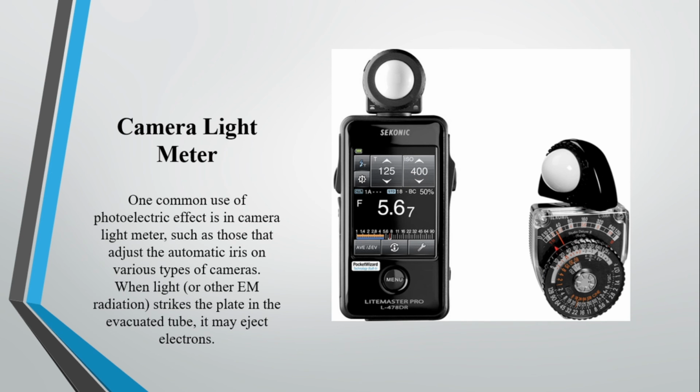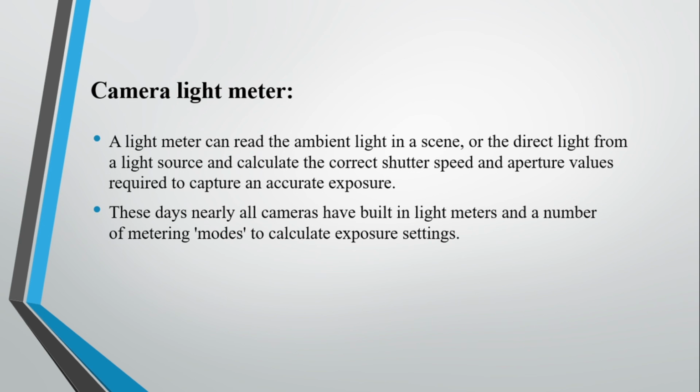Next. Camera light meter. A common use of the photoelectric effect is in a camera light meter, such as those that adjust the automatic iris on various types of cameras. When light strikes the plate in the evacuated tube, it may eject an electron. Next. Let's see its working principle.